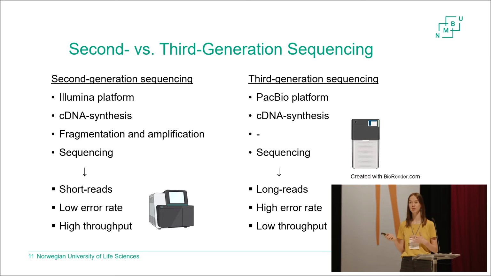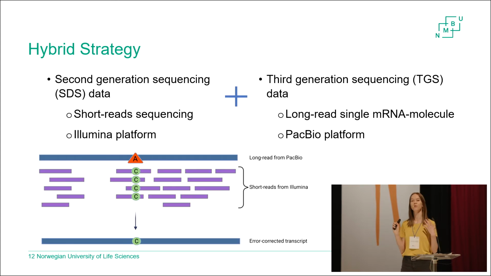What's the main difference between second and third generation sequencing? Both methods start with reverse transcription of mRNA molecule to cDNA, but in PacBio, the molecules are not further fragmented and are sequenced in full length without amplification, which can result in relatively higher error rate and lower throughput compared to Illumina. So, to avoid these disadvantages, we have used both methods on the same samples to provide a hybrid assembly.